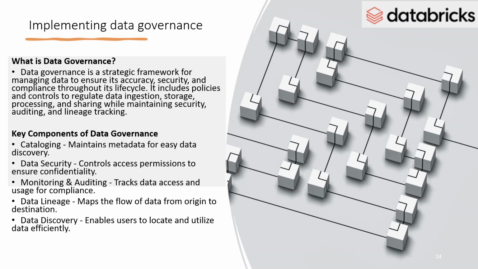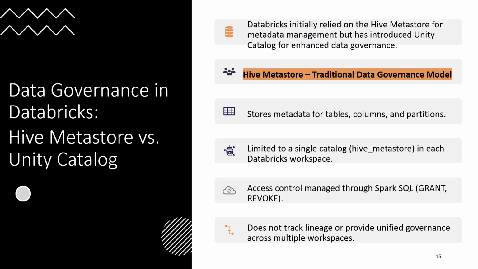You've got data security, which are controls for access permissions to ensure confidentiality. Monitoring and auditing, so it tracks data access and usage for compliance. You've got data lineage, which maps the flow of data from its origin to its destination. And then lastly, you've got data discovery, which enables users to locate and utilize data efficiently.